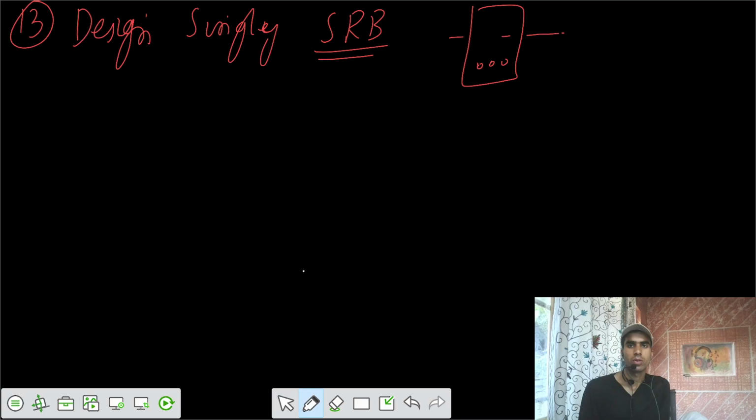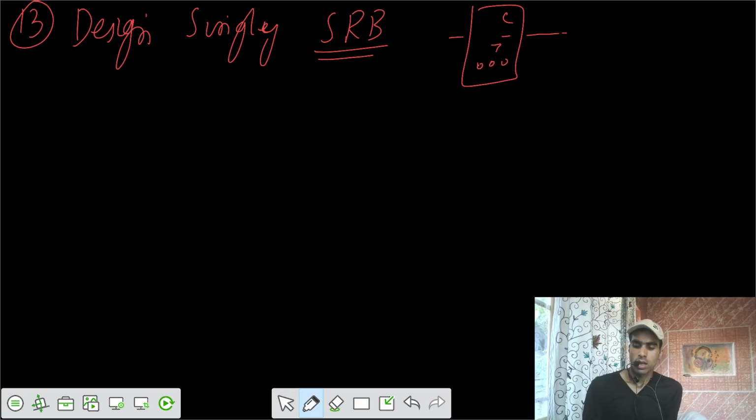And after that we have only one problem left. So this is one of the most important problems you can have. This is the final design problem, problem 13, design of a singly reinforced beam, SRB, we can call it SRB. That means steel is provided only in the tension zone, in the tensile zone.